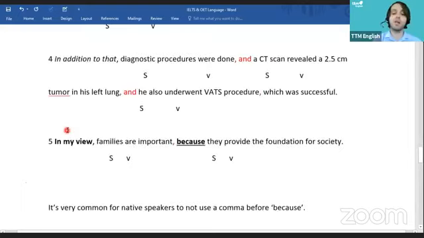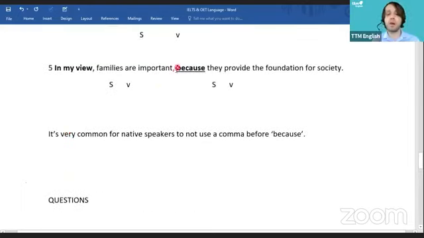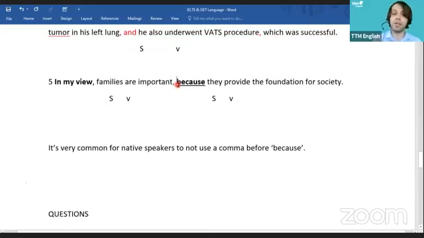Okay, so you probably won't see a comma before because, but please do use it because it's two clauses. Why do we use commas? To separate clauses.